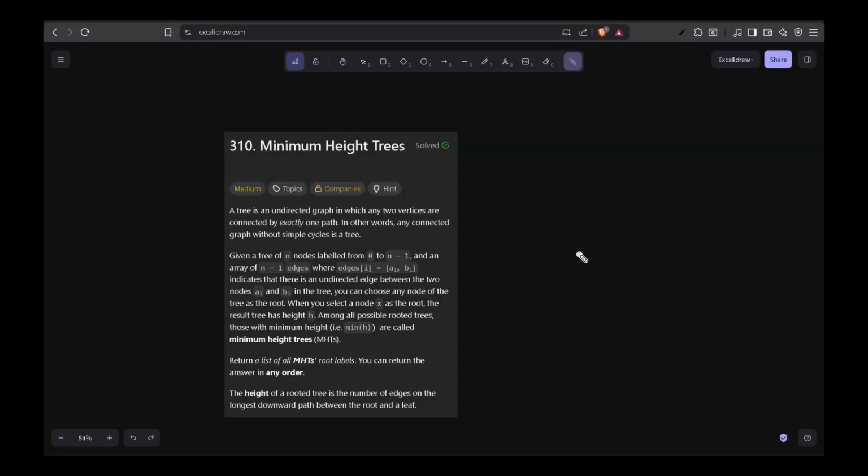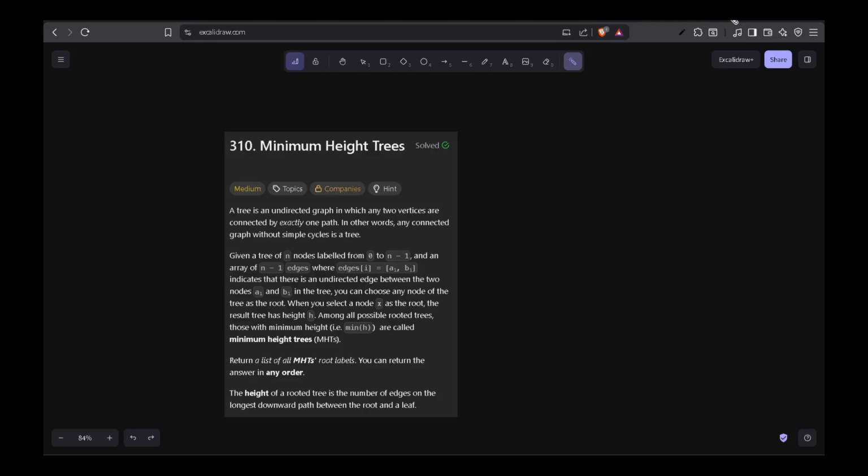In this video, we'll be solving question number 310 and that is marked medium. So let's first understand what we have to do in the question. We'll be given a tree of n nodes labeled from 0 to n minus 1 and an array of n minus 1 edges where edges[i] = [a, b]. Also the graph will be an undirected graph, right? So that means the edge between ai and bi is undirected. So we can go from ai to bi, and also we can go from bi to ai.